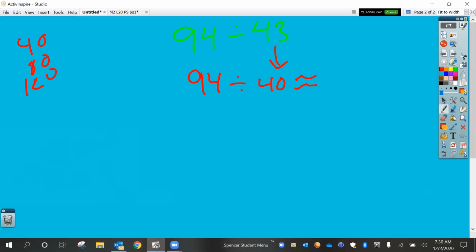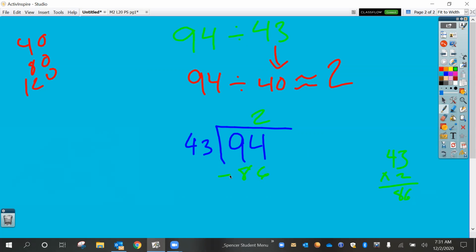So 94 divided by 40 is approximately 2. Okay, great. That's what we're going to start with in our long division. Let's set it up in long division. The dividend goes inside the den, 94 divided by 43. We said our estimate is 2, right? So let's try that. How much is 2 groups of 43? Again, if you can't do that in your head, that's okay. Set it up. 86.